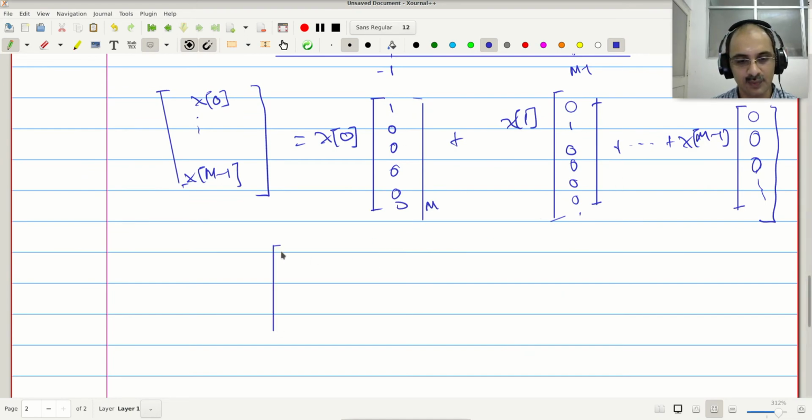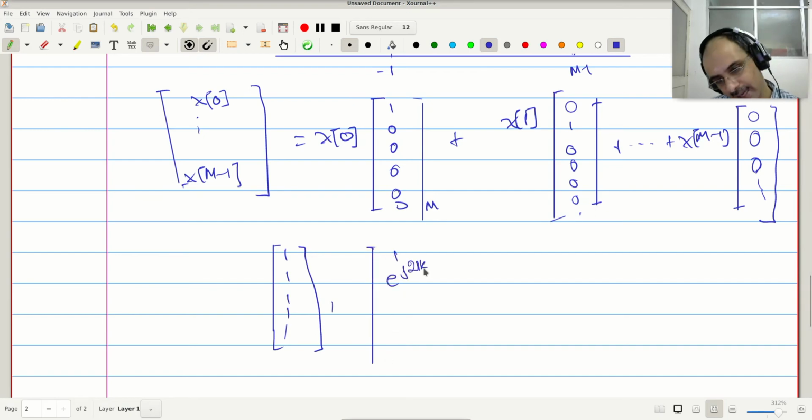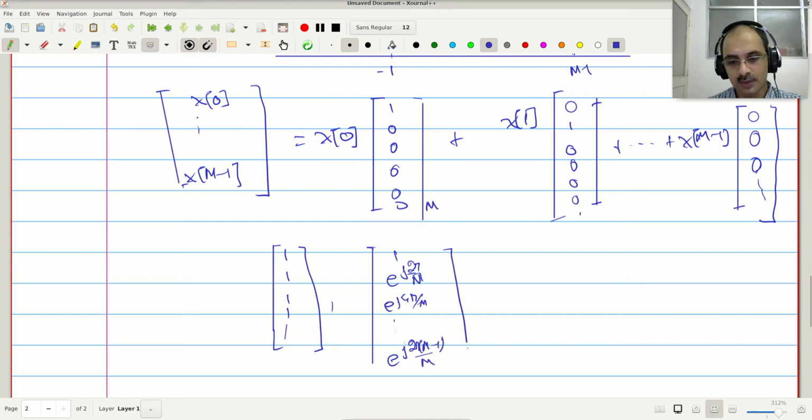1, 1, 1, 1, 1 and 1, e power j 2 pi by m, e power j 4 pi by m, dot dot dot, e power j 2 pi m minus 1 by m. It turns out that this is also a basis.